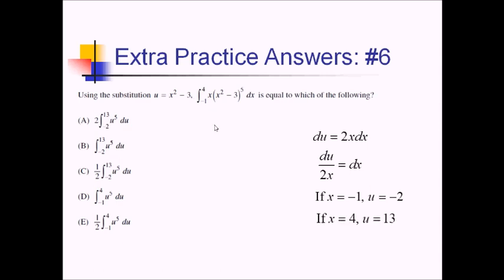So I have the integral from negative 2 to 13 of x times u to the 5th, and then I have a du over 2x. X's cancel. This is 1/2 u to the 5th du. And if I look at my answer choices now, because we didn't actually have to integrate it, we just had to convert it here. 1/2 and an integral from negative 2 to 13 u to the 5th, that's all going to be choice C.